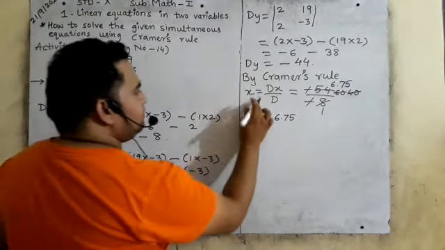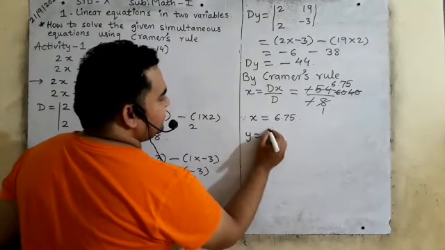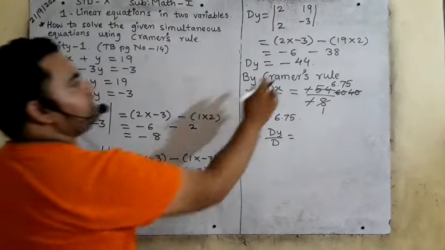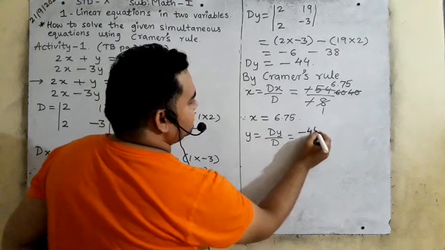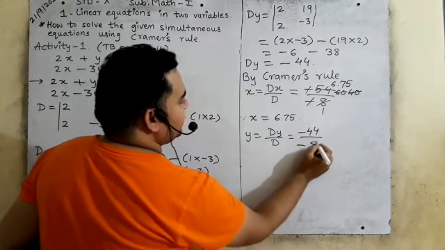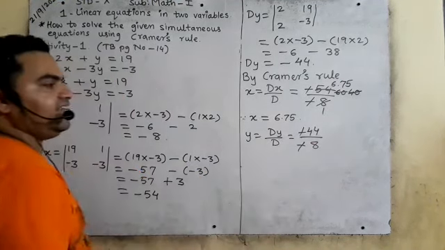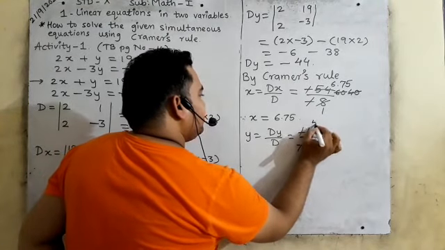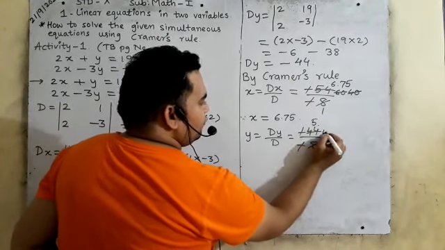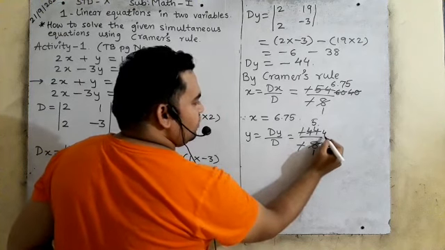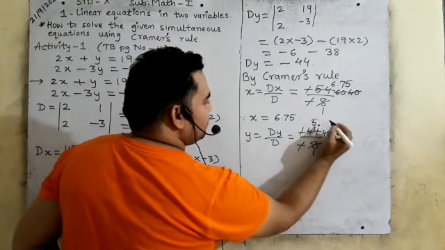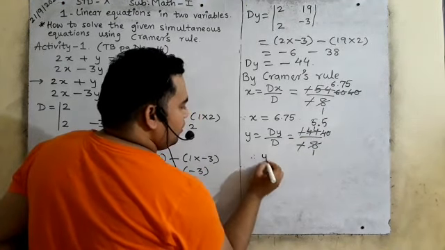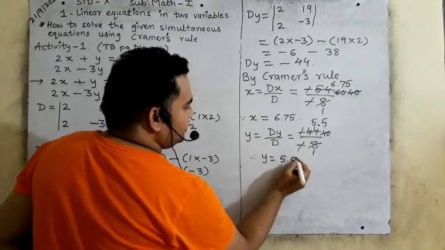Now like this only we will find out y, that is dy upon d. What is the value of dy? Minus 44. Minus 44 upon what is d? Minus 8. Minus will get cancelled. 8 ones are 8. 8 fives are 40. Again 4 will remain. In the 8 times table, does 4 count? No. Increase 0, decimal point. Then 8 fives are 40. So therefore y is equal to 5.5.